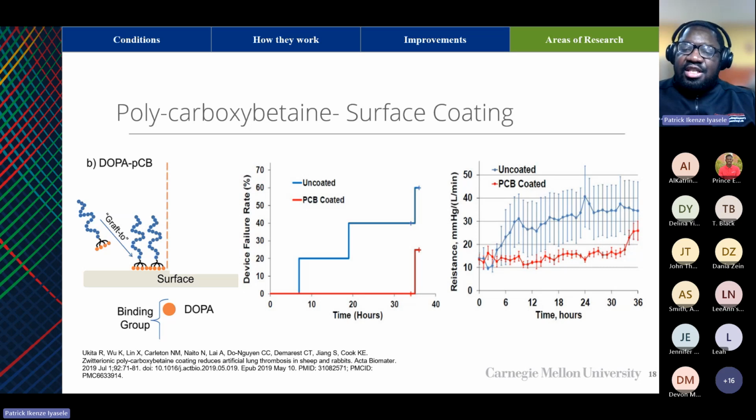This occurs because PCB is a zwitterionic compound, meaning that it consists of alternating positive and negative charges while remaining net neutral. The charged segments of PCB attract water molecules, which forms a thin water layer that repels protein absorption and platelet adhesion. In one study, miniature artificial lungs were coated with PCB, and these PCB-coated devices maintained a lower blood flow resistance than an uncoated device and had a lower device failure rate over a testing period of 36 hours.